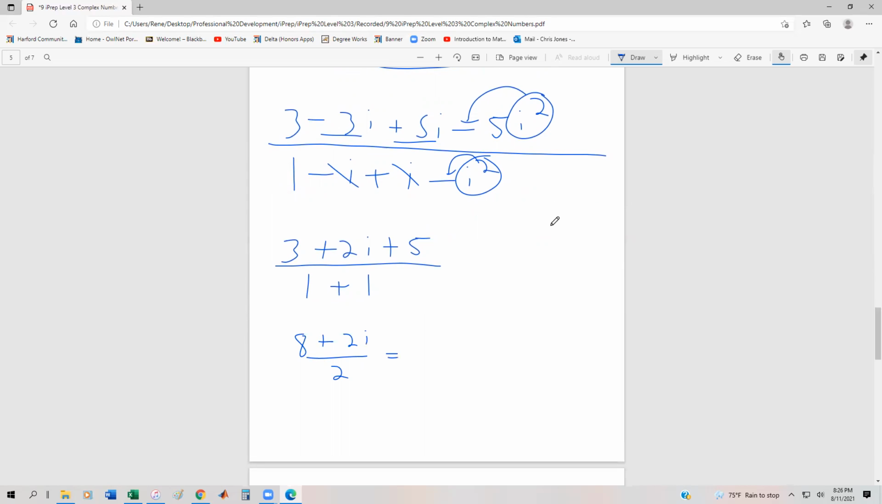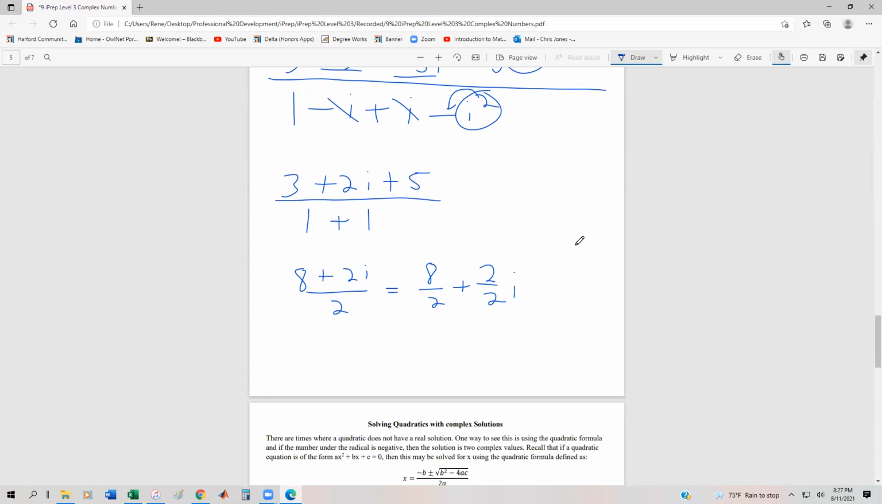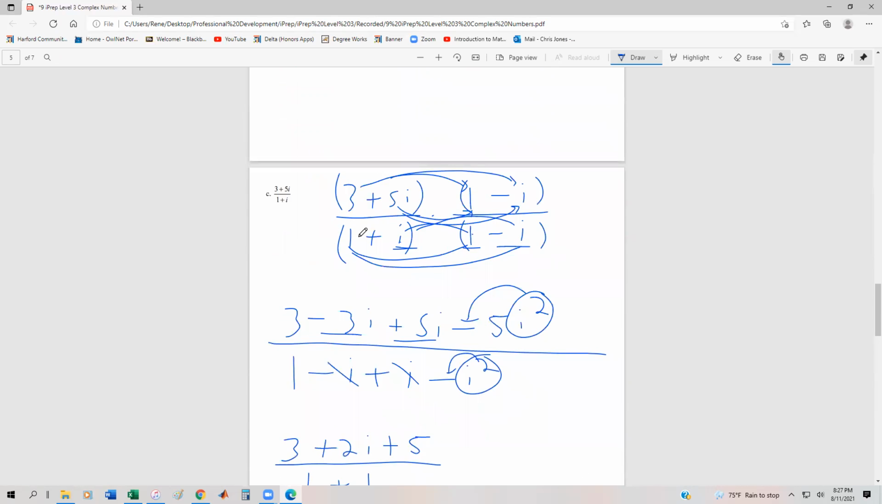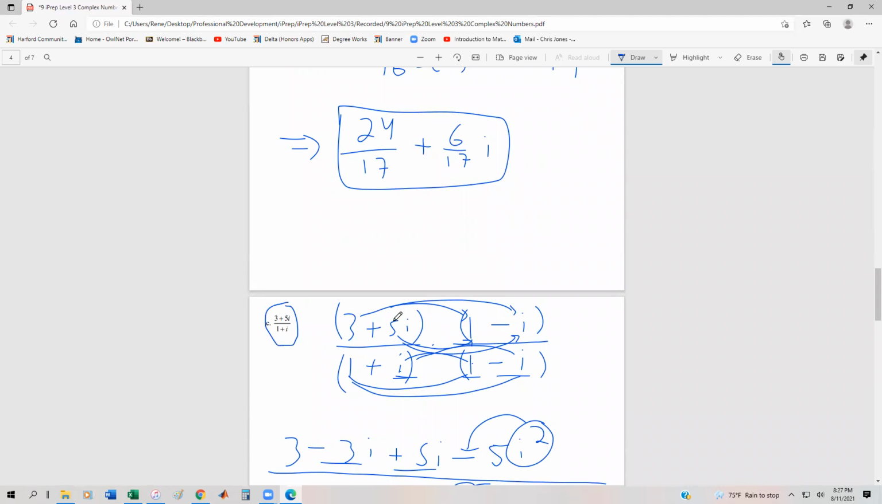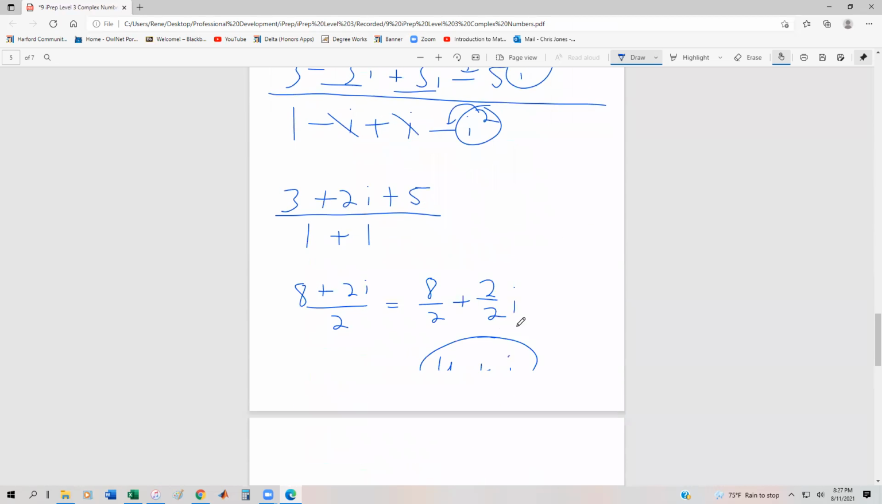Just like before, we could split it up as 8 over 2 plus 2 over 2 i. And then finally, we could simplify each of those completely, 4 plus i. And that's a lot better looking than this original expression of 3 plus 5i over 1 plus i, right?